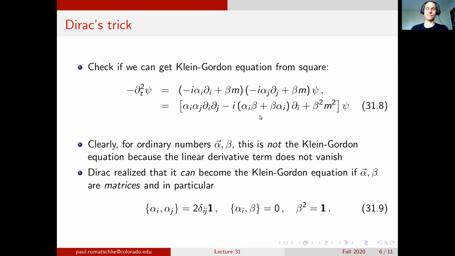but matrices. In particular, if they are matrices that fulfill the following anti-commutation relations: alpha_i alpha_j anti-commutator is twice delta_ij times unity, alpha anti-commutes with beta, and beta squared is just 1. If you plug this into equation 13.1.8, you find that indeed the Klein-Gordon equation is recovered from the ansatz for the Dirac equation.